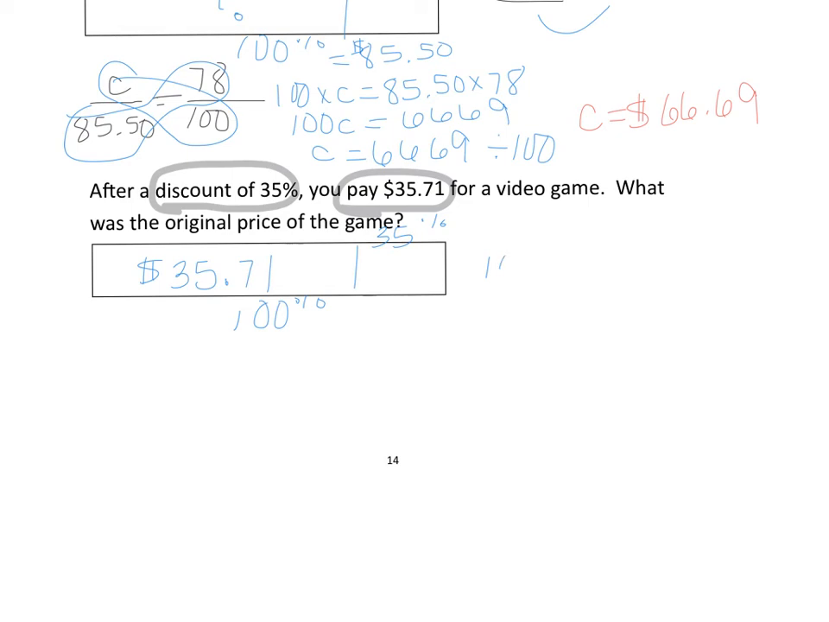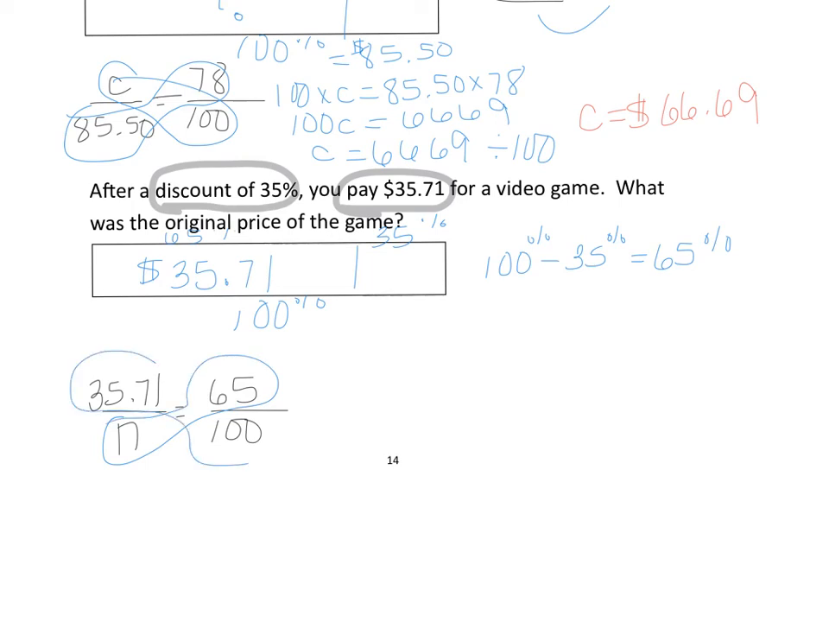In order to figure that out, we take 100%, take away the 35% that was our discount, and that leaves us with 65%. That means that 65% is what was paid. When we set up our proportion, 65% represents the $35.71. We don't know the original price. We know that $35.71 is going to go on top because 65% was how much you paid because you had 35% taken off.